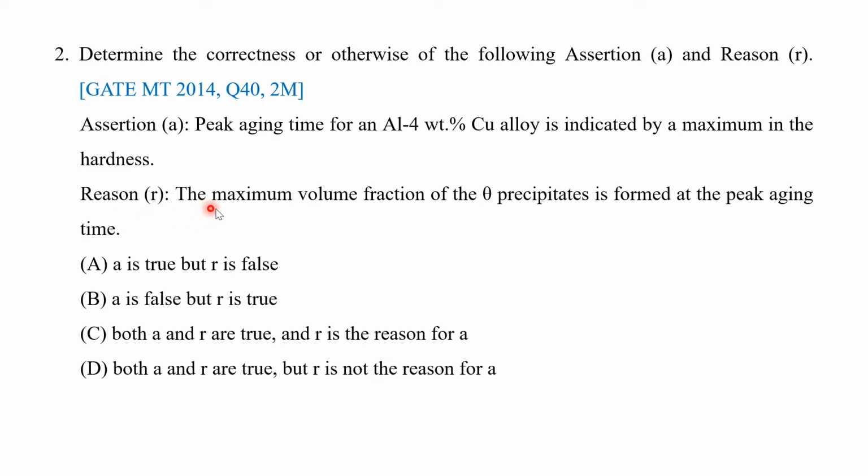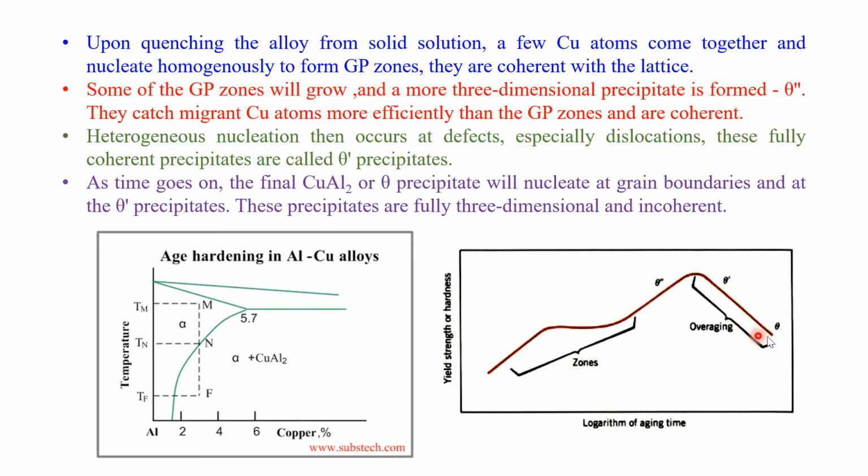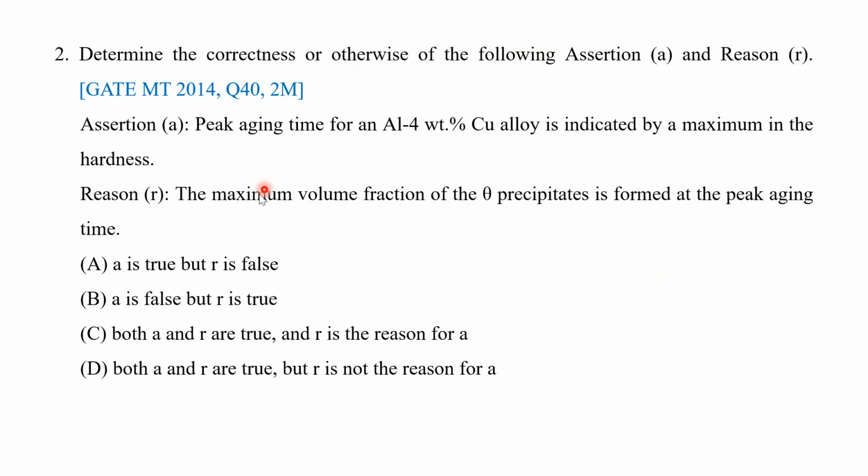Now the reason: the maximum volume fraction of theta precipitates is formed at the peak aging time. But theta is here, and that is not the peak hardness or the peak aging time. It is somewhere between theta double prime and theta prime, and usually we say that the peak aging occurs for the theta prime precipitates. Therefore, the reason is false. If it had instead said theta prime, this would also have been true. Therefore, A, the assertion, is true, but R, the reason, is false. The answer to this question is option A.